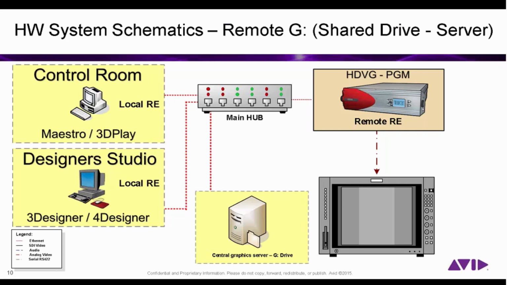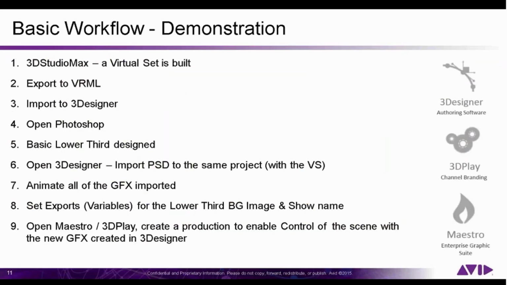Okay, so what we will do today. The basic workflow demonstration that we will have will be such. We will open 3D Studio Max. We will see a basic virtual set. We will export that to VRML, import the virtual set to 3D Designer, open Photoshop. We will see a lower third that we have designed over there, save it as a PSD, and then in turn, we'll import that to 3D Designer.